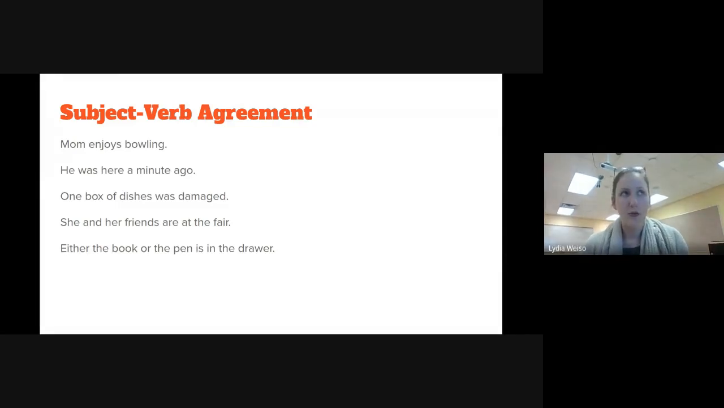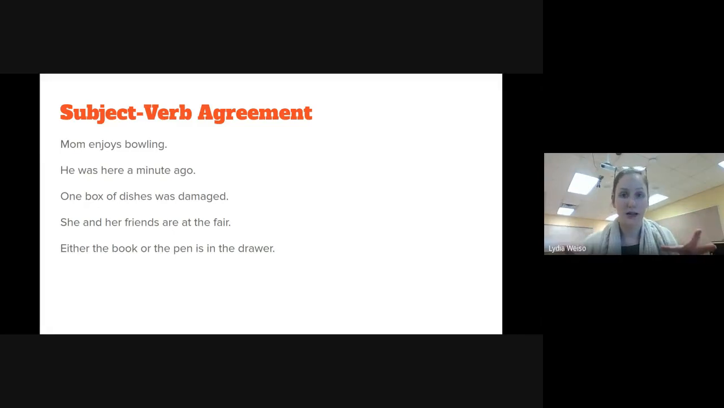So now this is where finding our subject can get a little trickier. Look at the third sentence. One box of dishes was damaged. Our instinct may be to say that the subject of this sentence is dishes. That's not true. It wasn't the dishes that got damaged. It was one box of them. It's one box. So the subject here is not dishes, it's one box of dishes.